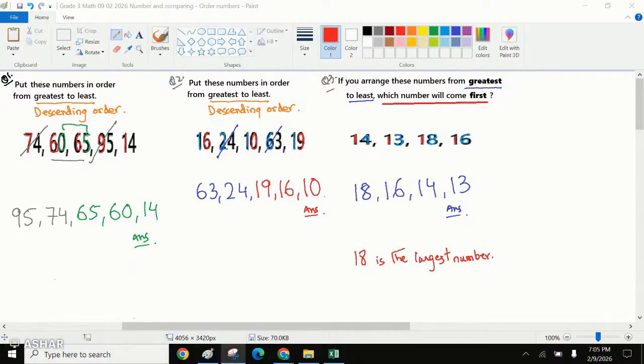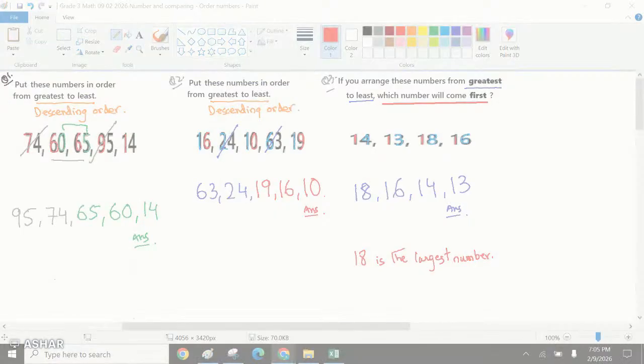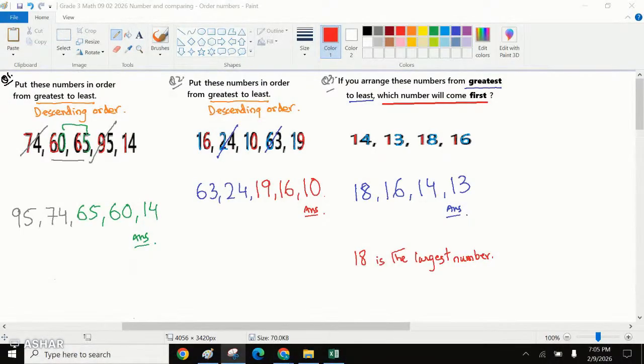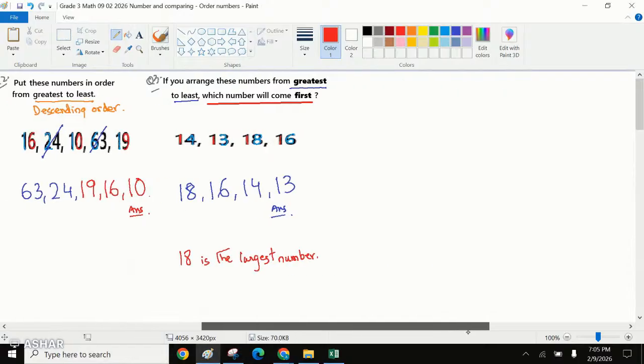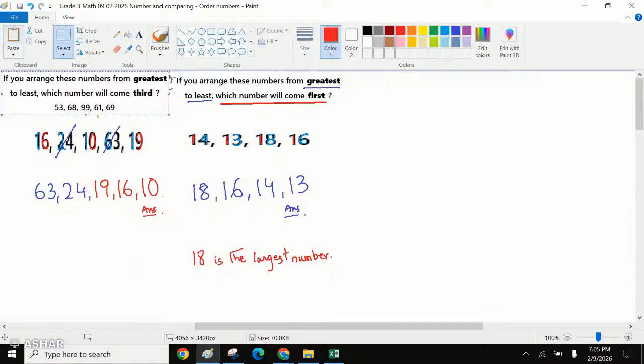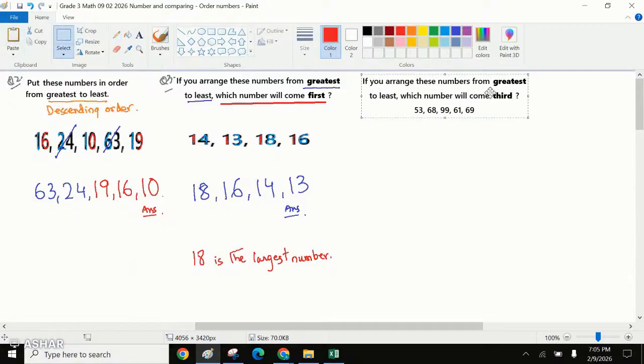Now they are asking us about the specific positions, okay? So we have to change the order, then we have to give the specific position also. So they are asking us, if you arrange these numbers from greatest to least, which number comes in on the third position? Question number 4.